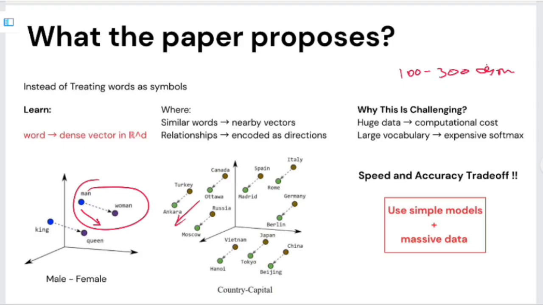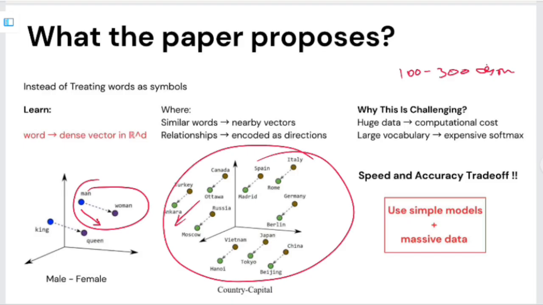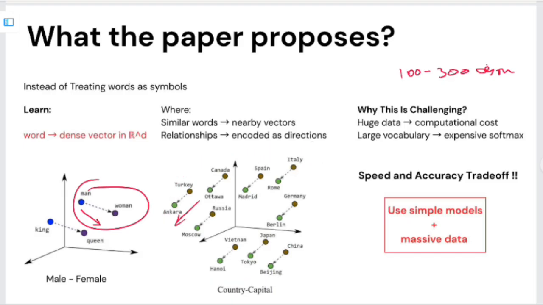But there's a challenge here. We are dealing with a massive dataset, billions of words and very large vocabularies. So the model must not only be accurate, it should also be extremely efficient. This is where the key philosophy of the paper comes in. We have to trade off between speed and accuracy and use simple models plus massive data. This turned out to be the winning strategy.